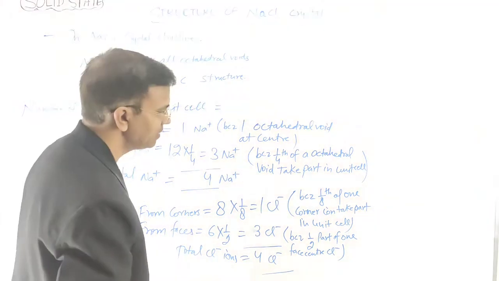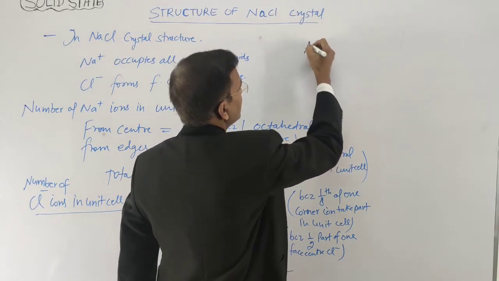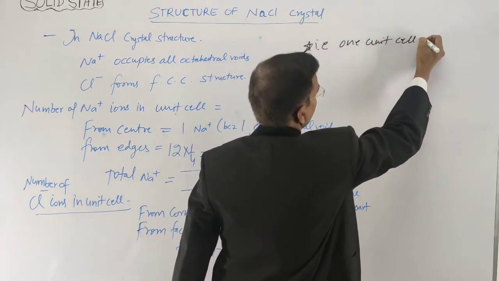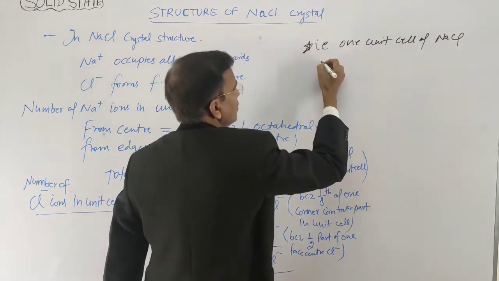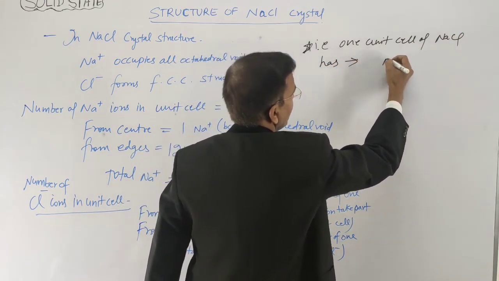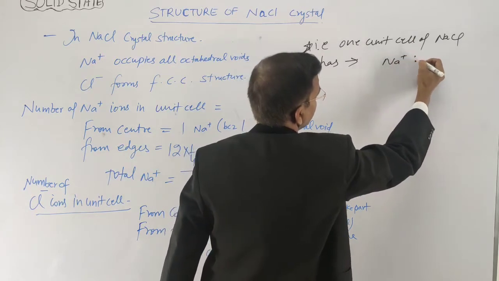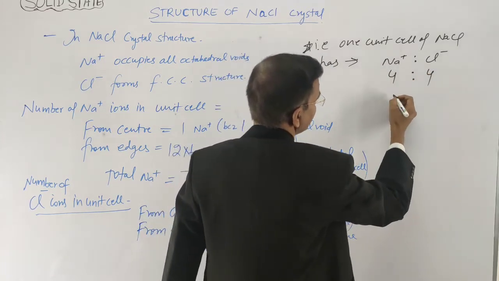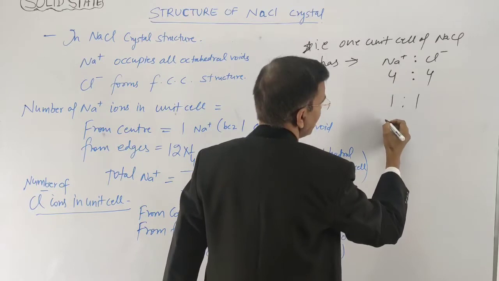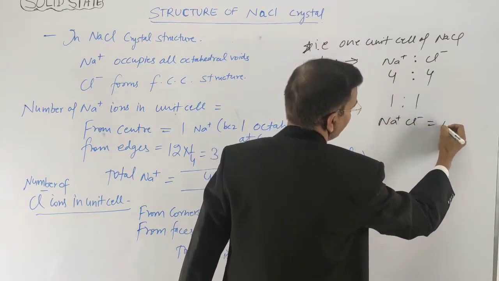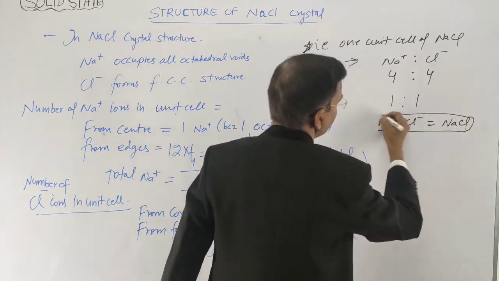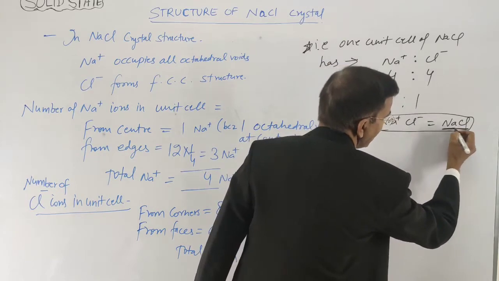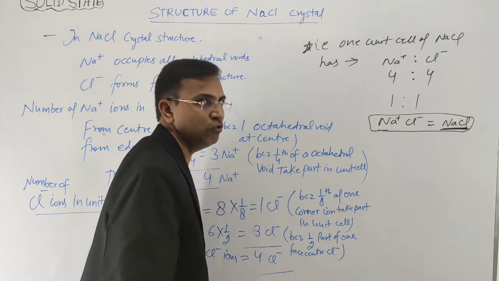So one unit cell of NaCl has 4 Na positive and 4 Cl negative. The simplest ratio is 1:1. That means Na positive and Cl negative form NaCl. That's why the formula of the NaCl ionic compound is NaCl, because the simple ratio is 1:1.